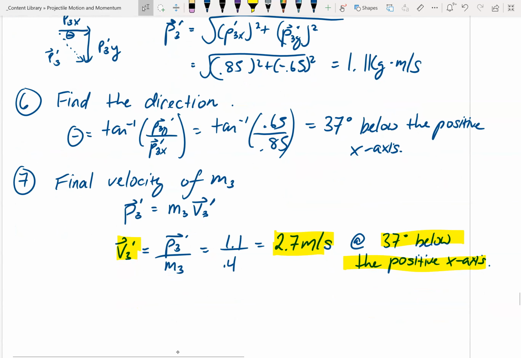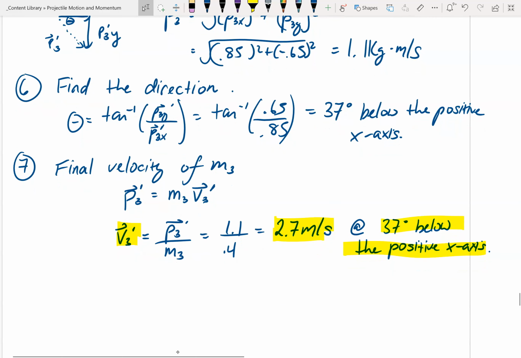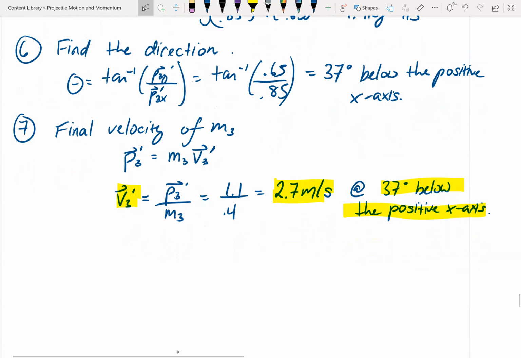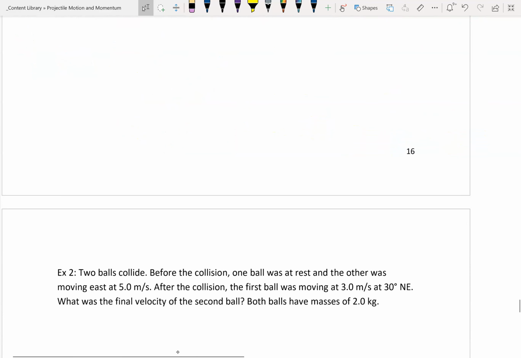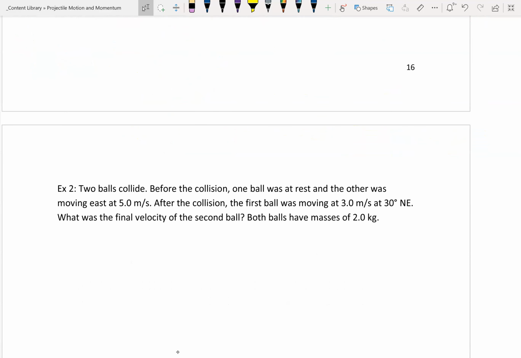We can do one more example with you. Two balls collide. Before the collision, one ball was at rest and the other was moving east at 5 meters per second. After the collision, the first ball was moving 3 meters per second at 30 degrees northeast. What was the final velocity of the second ball? Both balls have masses of 2 kilograms.